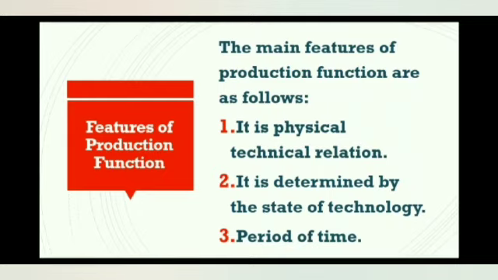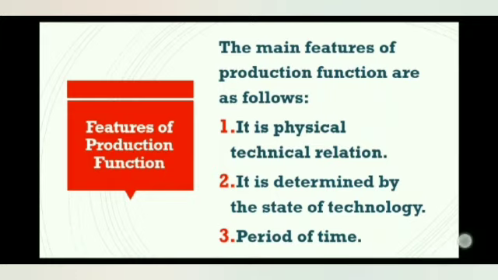Point number 2, it is determined by the state of technology. The quantity of factors of production to be employed and the manner in which they shall be combined depend upon the state of technology. Point number 3, period of time. A production function is expressed with reference to a particular period of time, say a day, a week, a month, etc. because both inputs and outputs are flow variables.